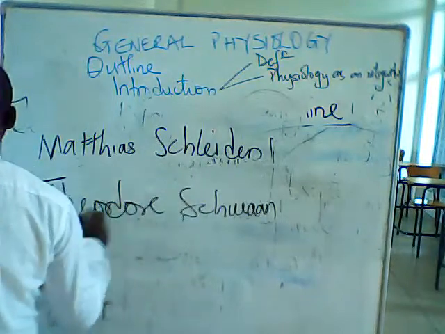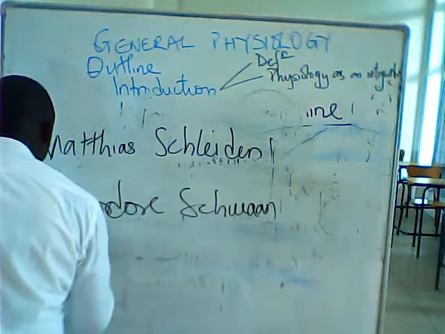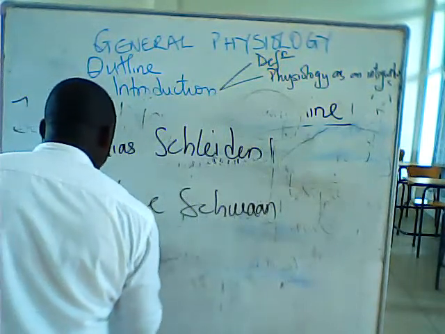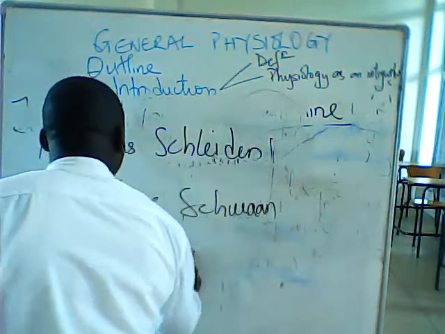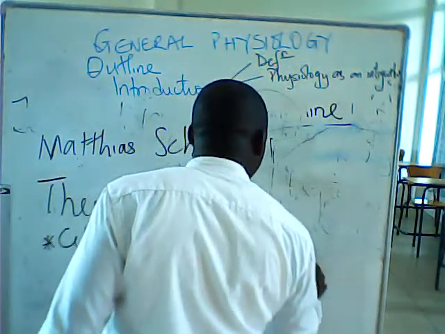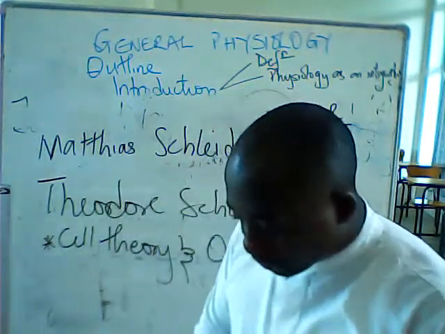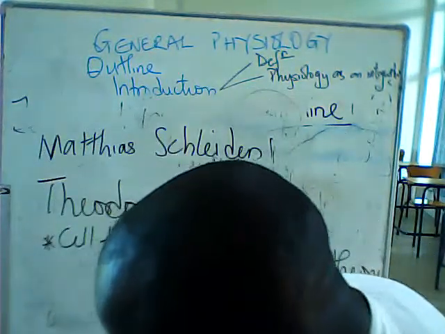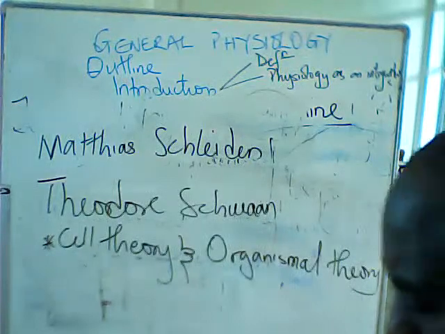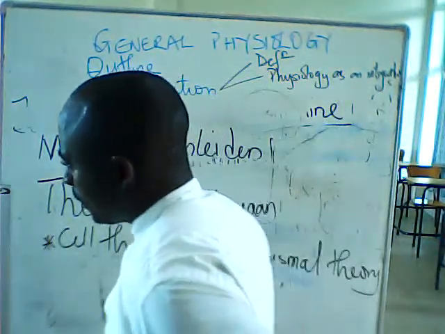Now, the next question, after the first one on the contributions to organic physiology, is making a distinction between the cell theory and the organismal theory. The cell theory and the organismal theory.